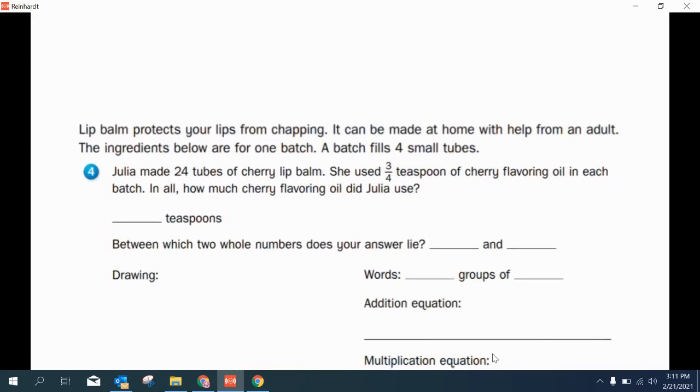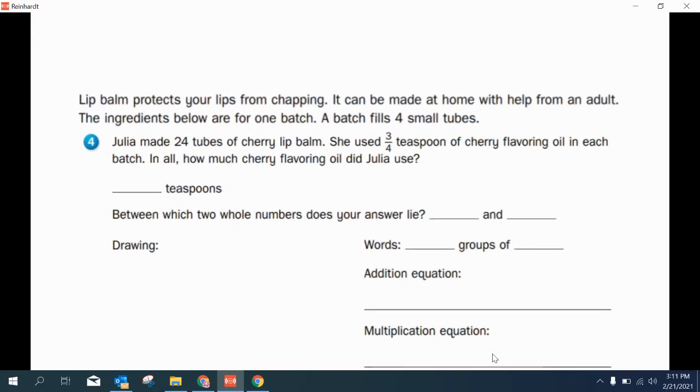All right, this one's a little bit more difficult because you also have to think of how many tubes are in a batch. Let's make sure you have the right information. So remember, each batch has 4 tubes. So Julia made 24 tubes, and then she used 3/4 teaspoon for each batch. Oh, so we have to figure out how many batches are in those 24 tubes. So all those numbers are important. And it asks one other question too. Once you get your answer, you have to tell it between what 2 whole numbers is your answer.